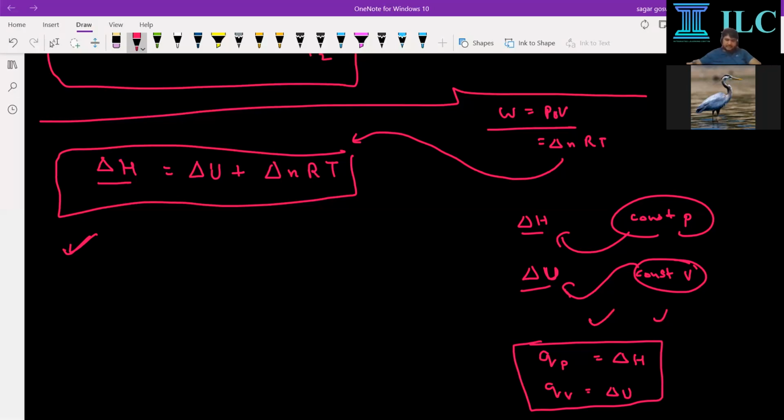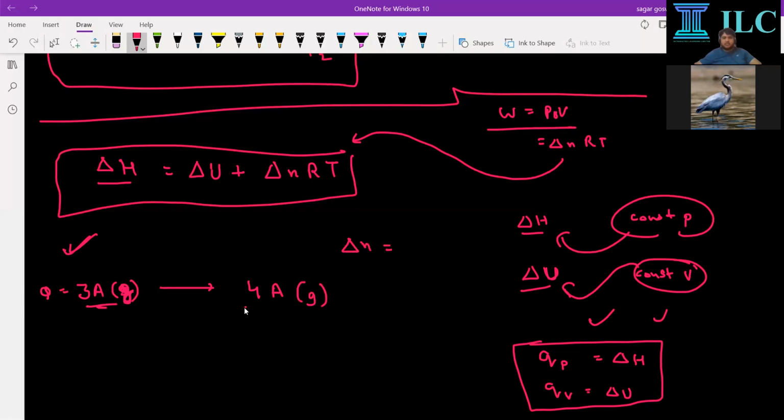Suppose there is a reaction, Vishnu. Suppose there is a gas, because we always have to take the gas. Suppose 3A is giving you 4A, combining with something, and it is also in gas. So what is the delta n for that reaction?